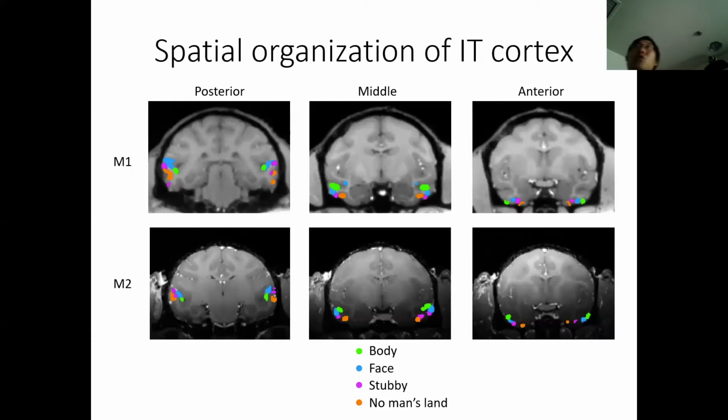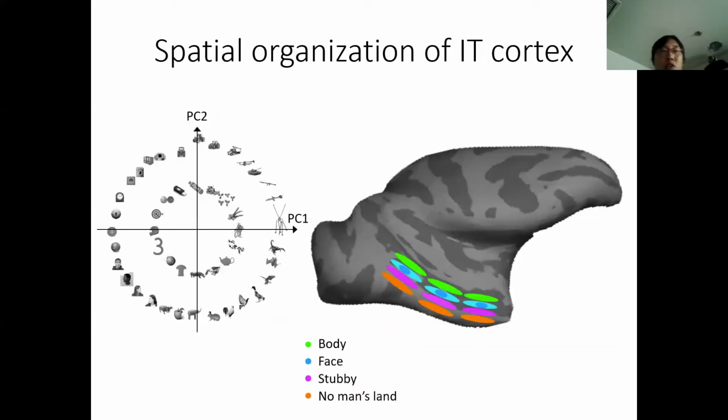And the organization holds across the animals. To summarize, here's a current big picture of the spatial organization of IT cortex for representing the object shape. IT consists of at least three distinct, increasingly invariant subdivisions from posterior to anterior, with each subdivision further split into at least four quadrants in the object PC1, PC2 space, and the sequence goes from body to face to stubby to the no man's land.